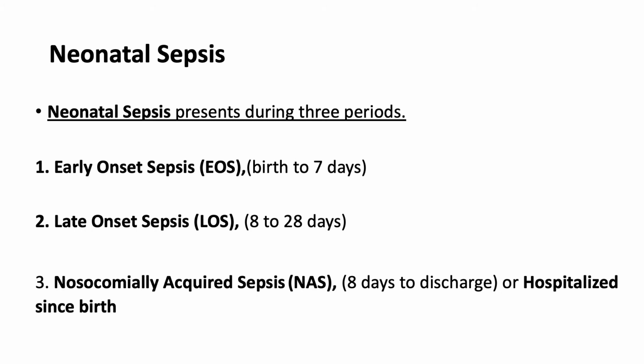Now, how do we classify or divide neonatal sepsis? Neonatal sepsis presents during 3 periods of immediate postnatal life. We have early onset sepsis, from birth to 7 days, late onset sepsis from 8 to 28 days, and we have the nosocomially acquired sepsis, that's from 8 days to discharge, or if the patient is delivered in the same hospital, then it will be from birth.